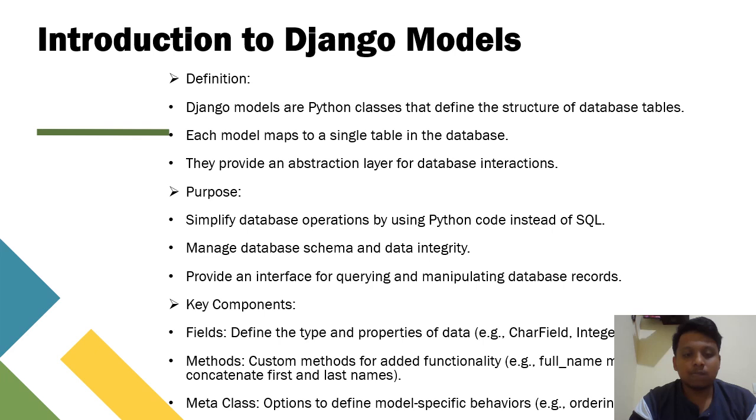The key components are fields, methods, and meta classes. First is fields, defining the class and properties of data, that is CharField, IntegerField, and DateField. Then methods, custom methods adding functionality, like a full name method to combine first name and last name. And meta classes, options to define specific behaviors, orders, or variable names.